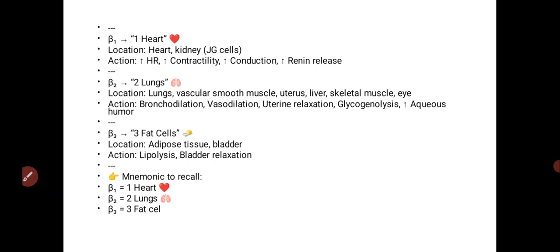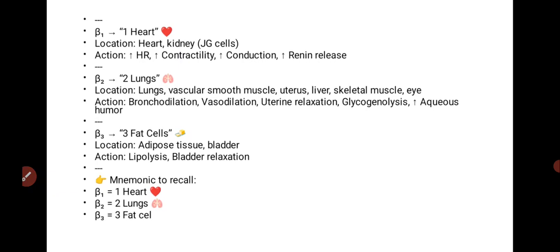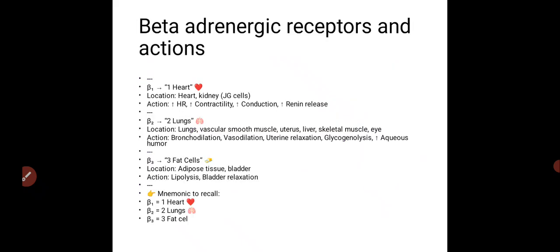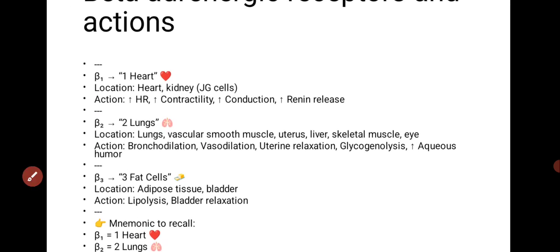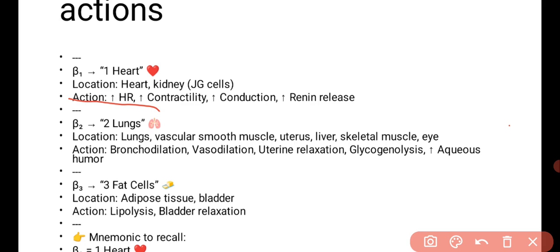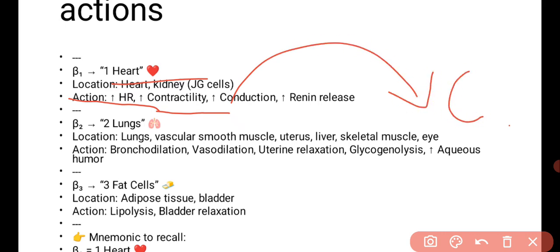In this slide, again the actions of beta adrenergic receptors are discussed. Beta 1 are present on the heart, beta 2 on the lungs and beta 3 on the fat cells. How do the beta blockers work? They act by blocking the beta 1 receptors in the heart and beta 1 receptors in the juxtaglomerular cells. Because of this, heart rate is decreased and force of contraction is decreased, so the cardiac output is decreased and BP may fall.